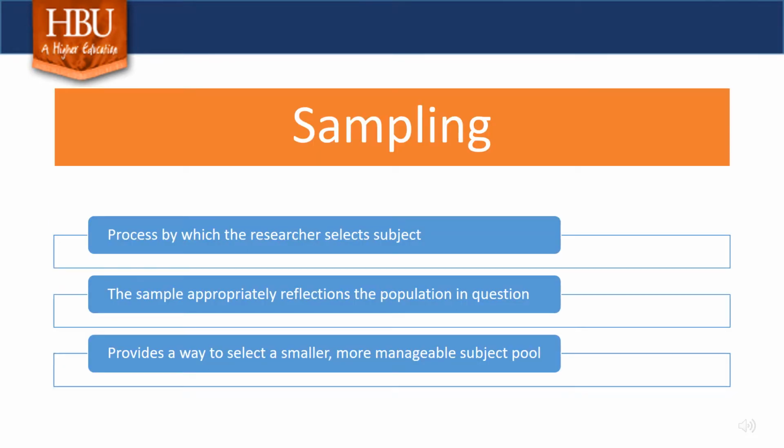Potentially one of the greatest components of research design is determining a sampling or a population. Some research will find it very difficult to acquire or get access to the population that they would desire or have that population in large enough quantity. So sampling is simply the process by which the researcher selects the subjects. The sample must appropriately reflect the population in question. In addition, though, sampling gives us the ability to narrow down our population so that it's an actual manageable subject pool.